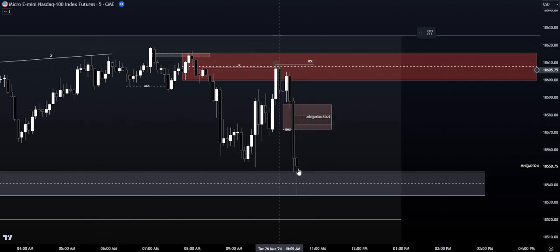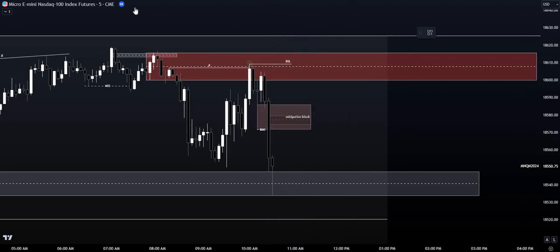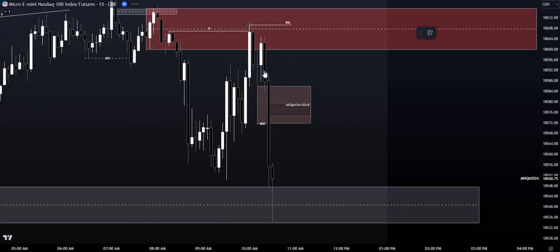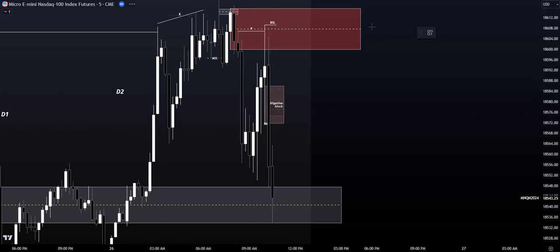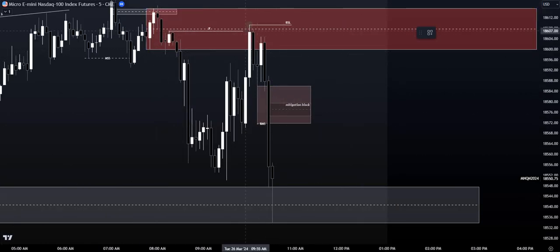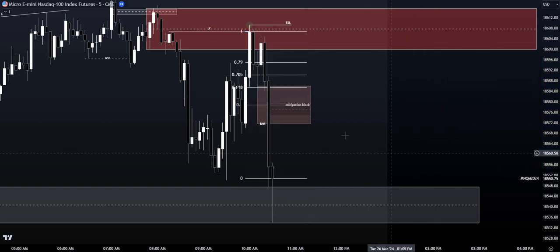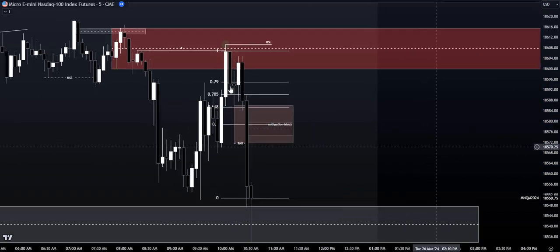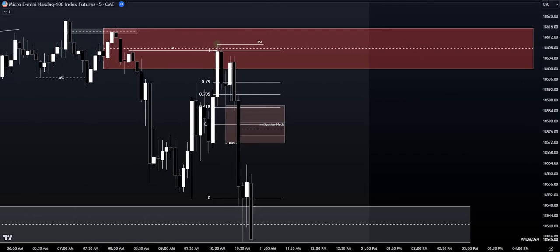So because this is the first displacement leg in this range, what price is most likely going to do, it's going to use this range as optimal trade entry. So what we can use is optimal trade entry in this scenario and measure out what is OTE. So we can see OTE is here. We let price start to play out now.